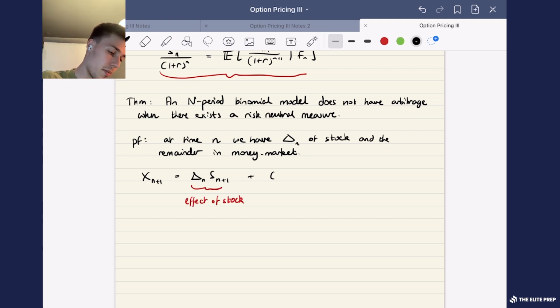And on top of that, we also get the interest rate from everything else which we have in the bank account. And what we have in the bank account would just be everything not in the stock at time n. So that would just be X_n minus Delta_n S_n. Now, I want to show that the trading strategy is actually a martingale after discounting.